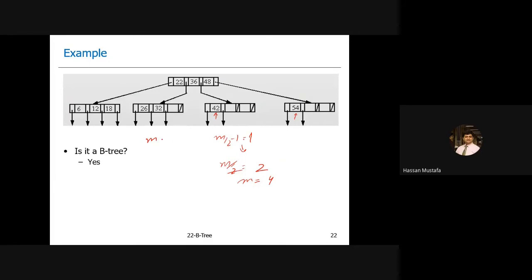So for m, if we consider m is equal to 4, what we can have is that m by 2 is the minimum number of children, which is equal to 2, and m by 2 minus 1, which is equal to 1, is the minimum number of keys. So this can be a tree of order 4. Okay, so this is the condition, and that's the answer, that this is a valid four-way B tree.